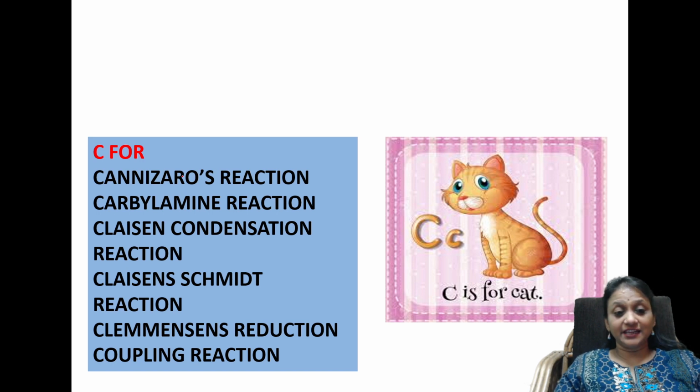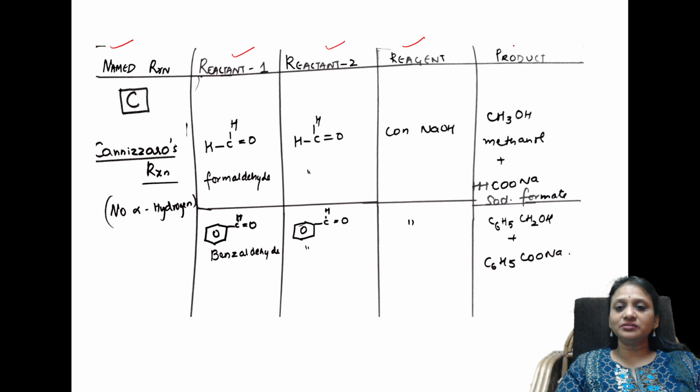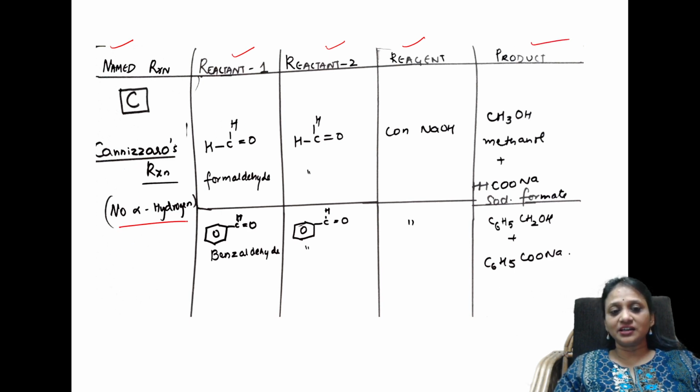And for your good organic reactions: Cannizzaro's reaction, carbylamine reaction, Claisen condensation reaction, Claisen-Schmidt reaction, Clemmensen reduction, coupling. So what did I do? I have divided again the whole page into name reaction, reactant 1, reactant 2, reagent, and the product. So basically what is there in Cannizzaro's reaction? The condition is no alpha hydrogen. So what will react? Either formaldehyde will react or two molecules of benzaldehyde will react in the presence of what?